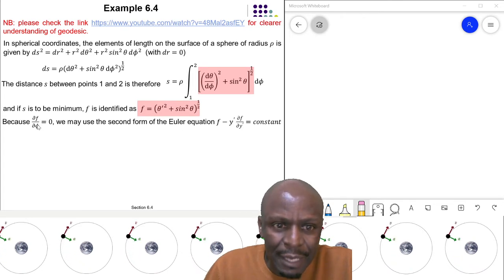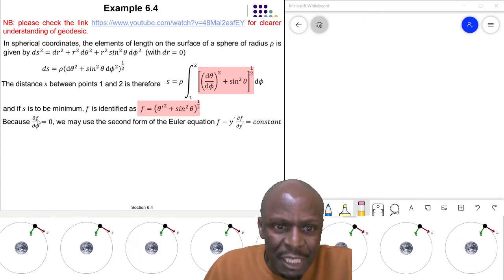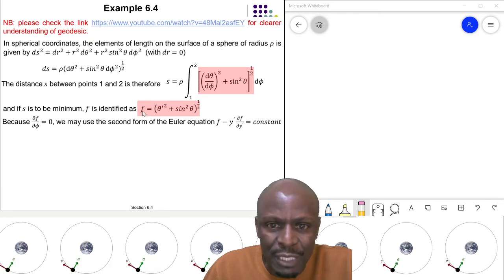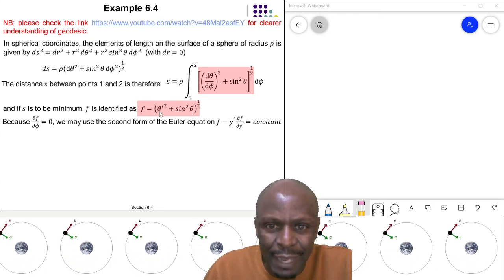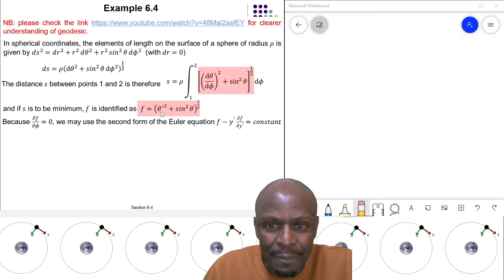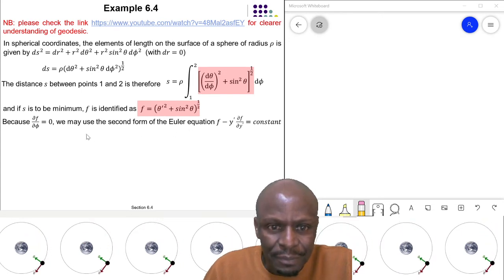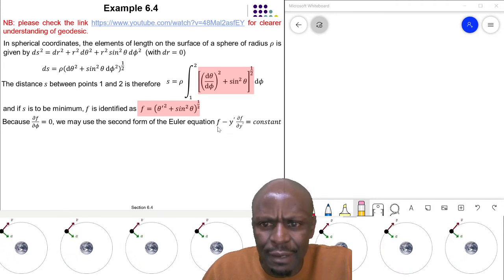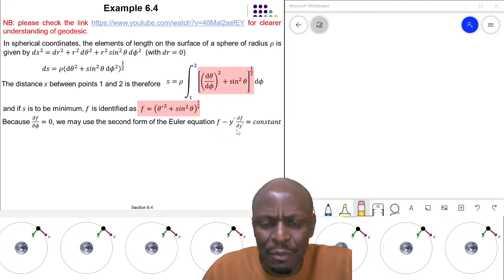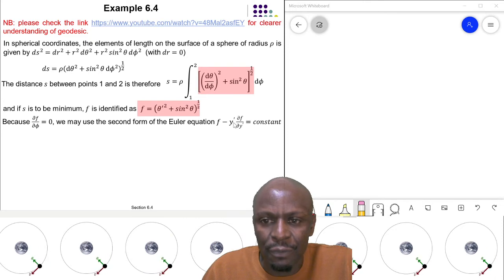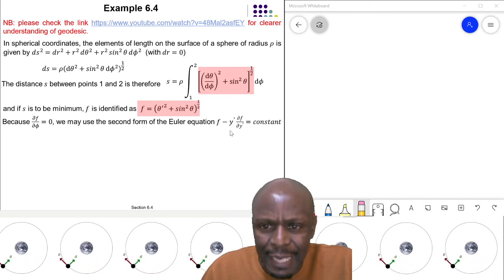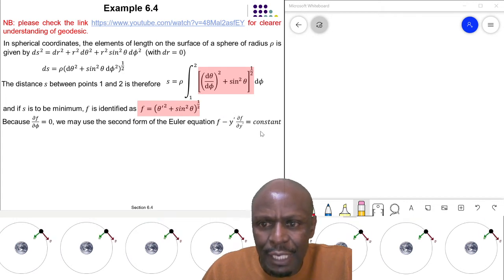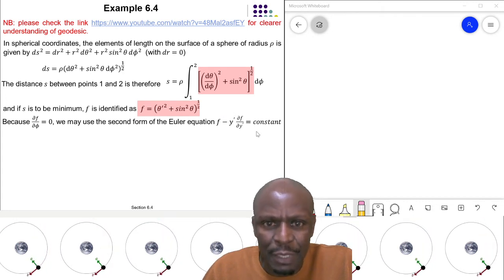Now, the differentiation of f with respect to phi is equal to 0, because this function f doesn't depend on phi, but it depends on theta. Therefore, the only term that we are going to use is this term, because we want to use the second form of Euler's equation. But now, in order for us to get 0, this must just be a constant. It must just be equal to 0.